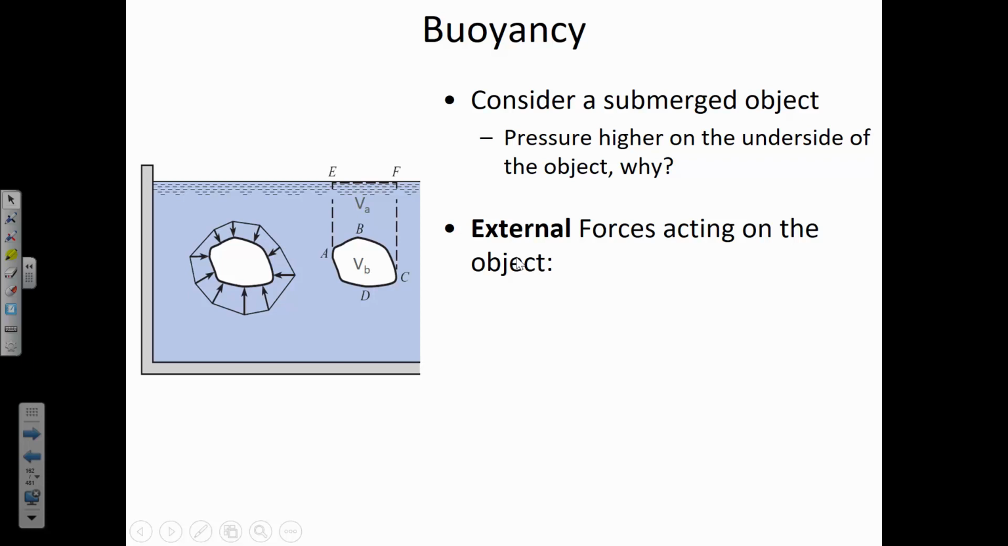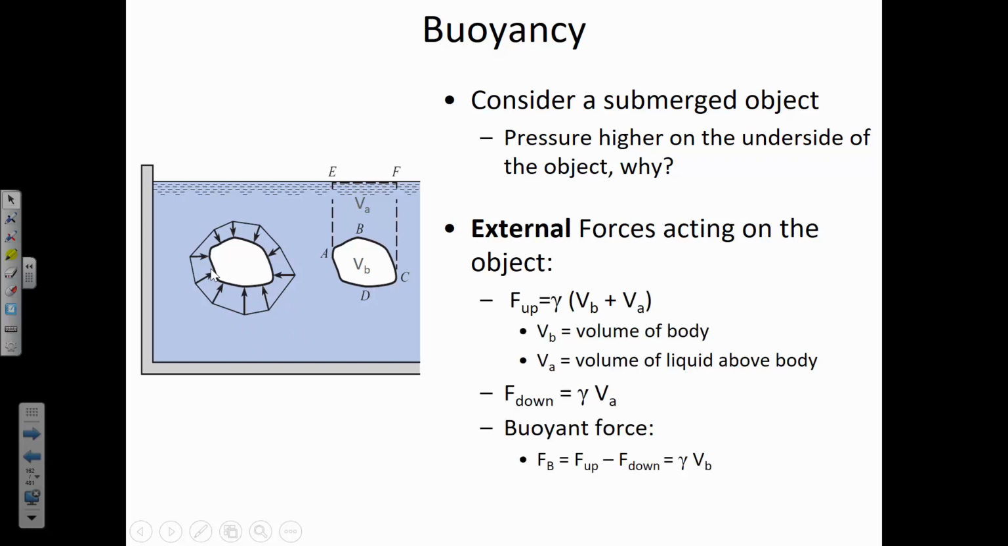There are forces down below it pushing up, and there are forces above that object pushing down. But the forces underneath it are larger because it's deeper on the underside than it is on the top. And so if we want to calculate the forces that are pushing the object upward, those forces are going to take into account the volume of the object itself and the volume of the water above it.